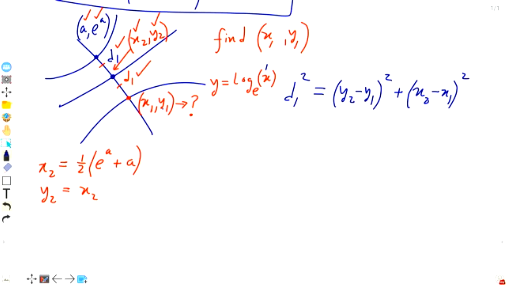Then what is Y2? Y2 is here, right? Do you know Y1? You don't know Y1. So Y2 is equal to E plus A minus Y1. We don't know, yeah. Plus X2. X2 is the same, right? So half EA plus A minus X1. X1 still we don't know.